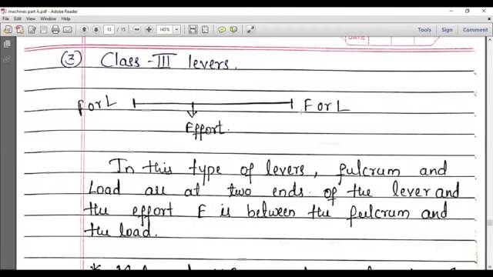Therefore, the mechanical advantage will be less than 1, since the effort arm is less than the load arm. This is the load arm, from fulcrum to load. From fulcrum to effort, it is the effort arm. So in this case, the effort arm will always be less than the load arm, and that is the reason the mechanical advantage and velocity ratio are always less than 1. The mechanical advantage and velocity ratio of class 3 levers are always less than 1.